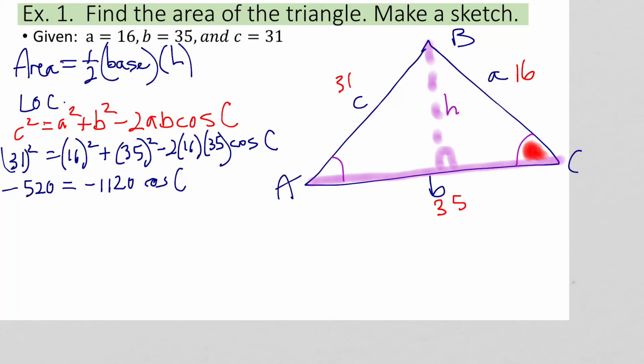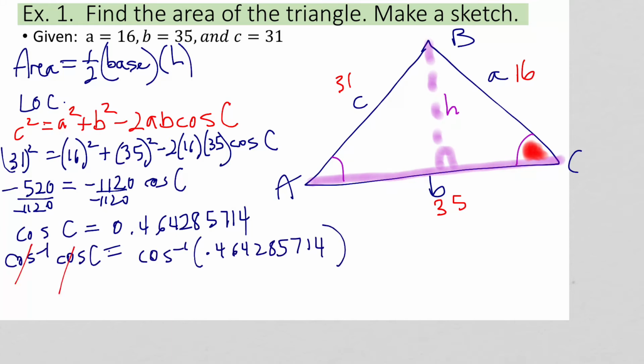So now I divide both sides and I get the cosine of C, and I'm going to keep all of my digits. And I get that. Now I'm going to take the inverse cosine of both sides to find angle C. So I get the angle C is equal to 62.336 degrees. Let me just put my angle mark here. All right, so that's this angle here.